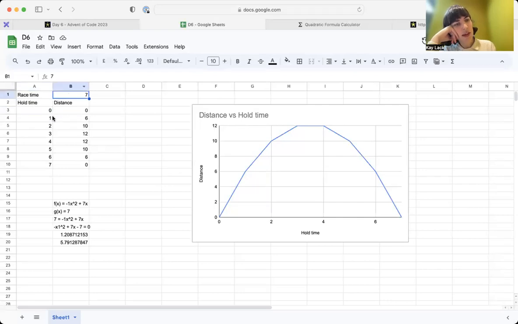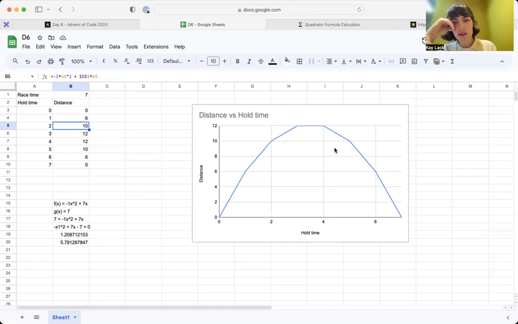We can see here that if you hold down the button for the full 7 seconds and then wait for it, you've got no time for it to go anywhere, it goes nowhere. If you hold it down for 0 seconds, it also goes nowhere. If you hold it down for 1 second, that's 1 second of holding, and then 6 seconds of going. So it goes six, let's just say meters. I don't really want to pronounce all that sort of stuff.